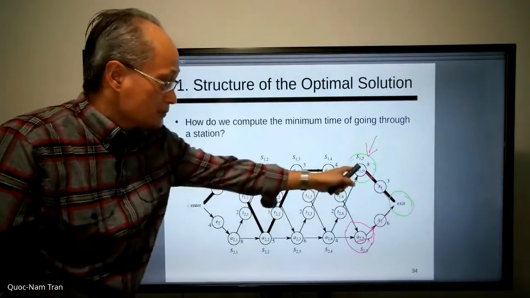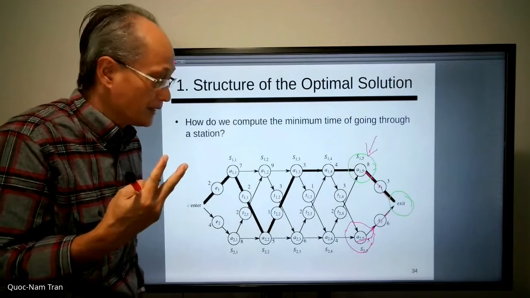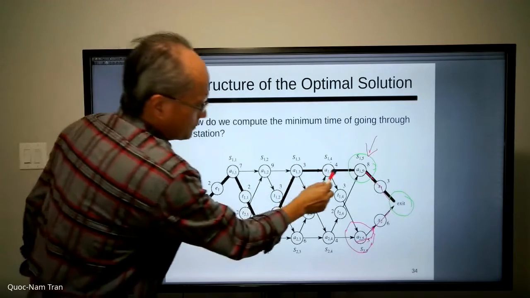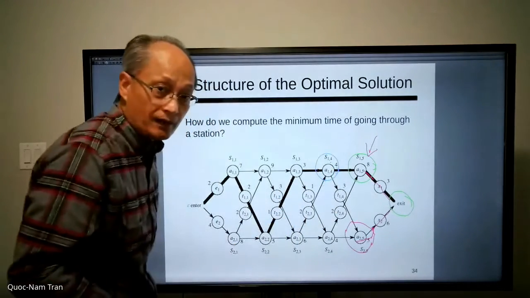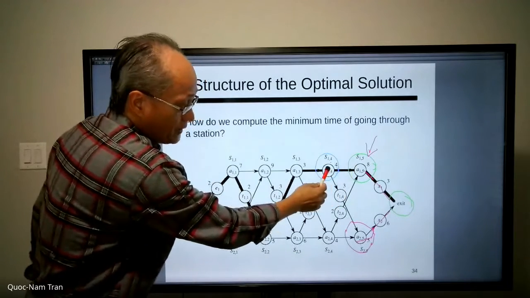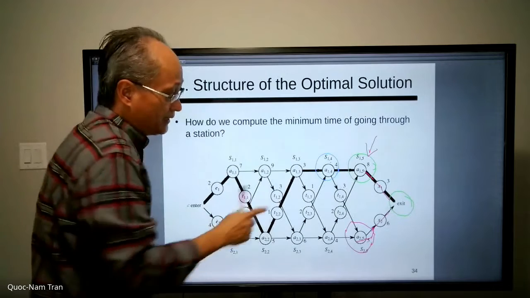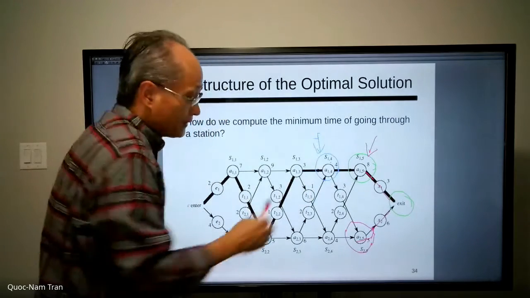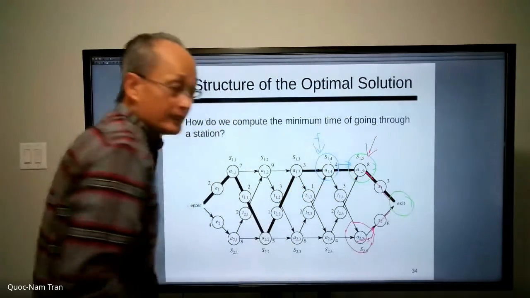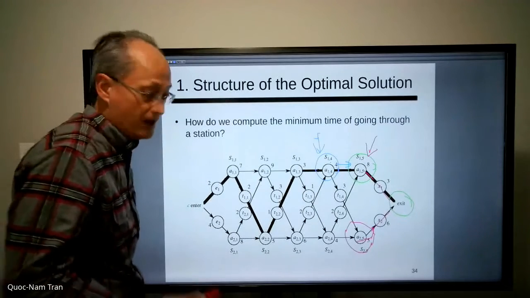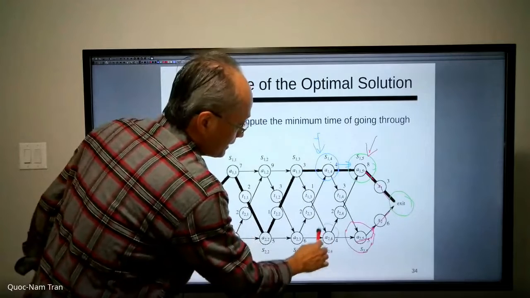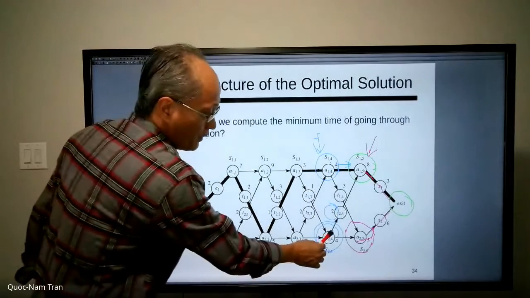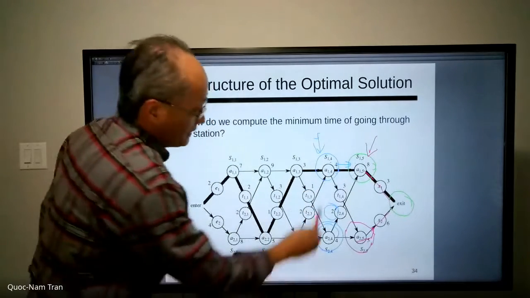The best way to reach this point has 2 possibilities, right? One is here. If we find out the best way to reach the previous one on the same assembly line, then it will be the cost for reaching this one, and then going to this. Or the best way to reach this point plus the extra cost for moving from one assembly line to the other, right? So that's said.